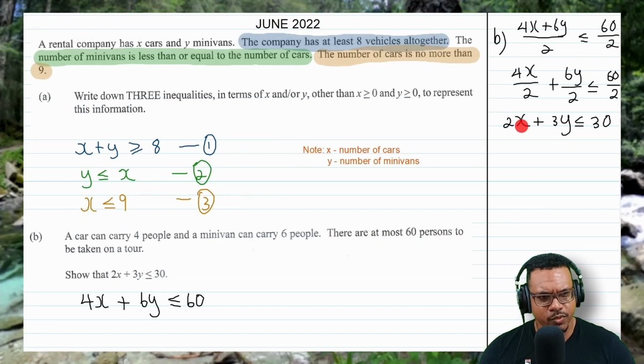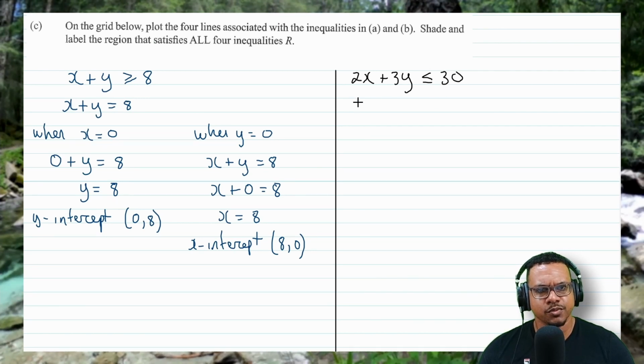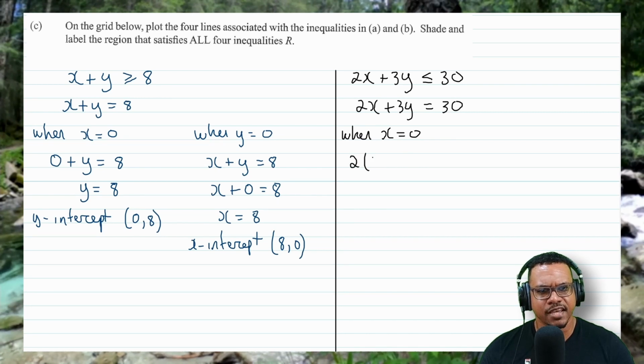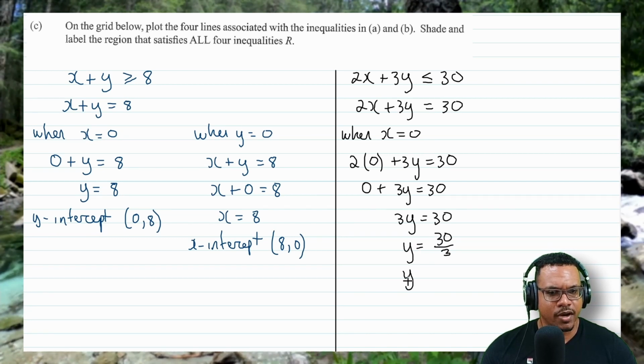Then we look at this inequality here, 2x plus 3y is less than or equal to 30. So what we'll be using is 2x plus 3y is equal to 30. And again, we put y is equal to 0 and x is equal to 0. I can start with the x first. When x is equal to 0, we have 2 times 0, plus 3 times y is equal to 30. Of course, 0 times anything is 0, so 0 plus 3y is equal to 30. So 3y is equal to 30, so y is equal to 30 divided by 3. So y is equal to 10. That means our y-intercept would be 0 on the x and 10 on the y.